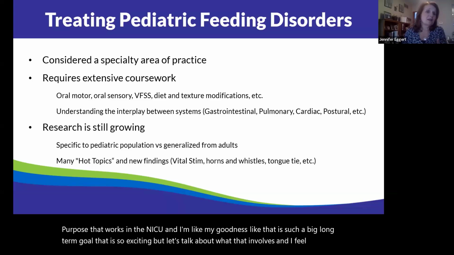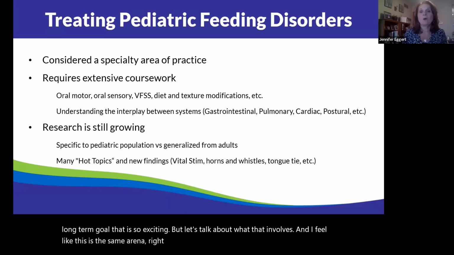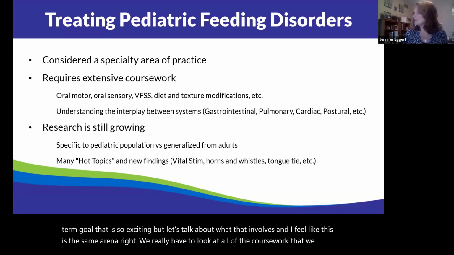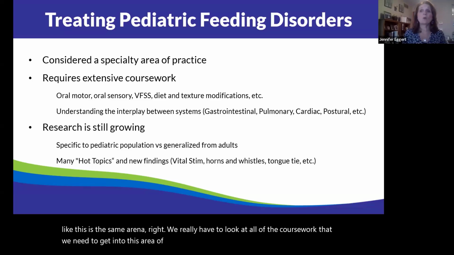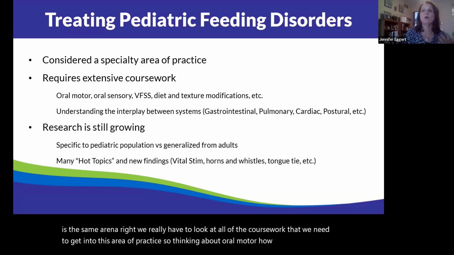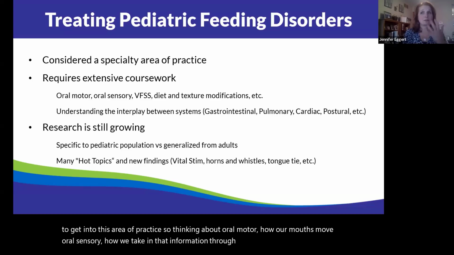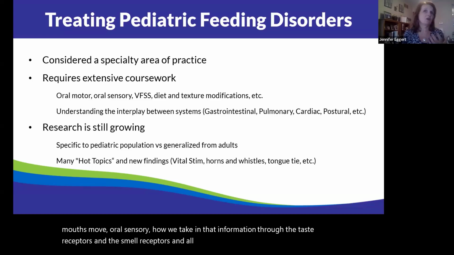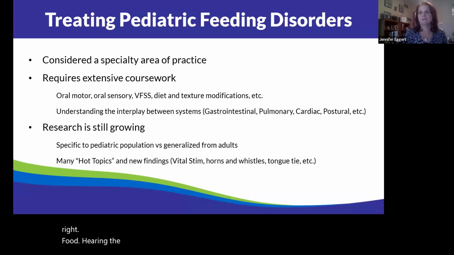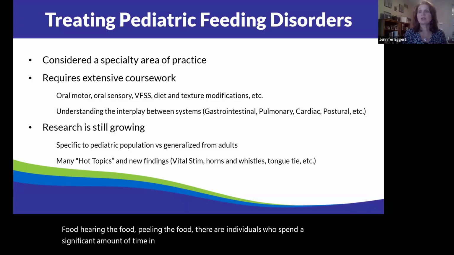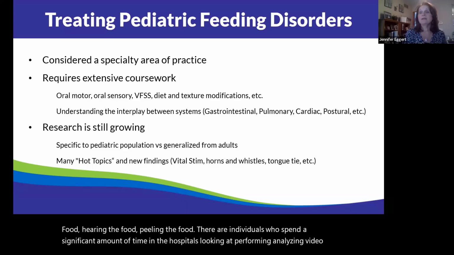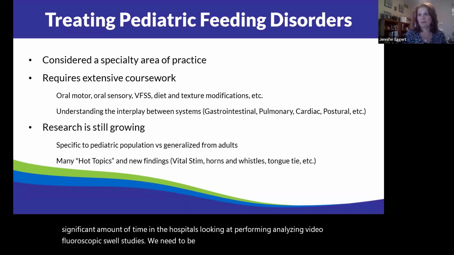And I feel like this is the same arena, right? We really have to look at all of the coursework that we need to get into this area of practice. So thinking about oral motor, how our mouths move, oral sensory, how we take in that information through the taste receptors and the smell receptors and all of the other sensations involved in eating, right? Seeing the food, hearing the food, feeling the food. There are individuals who spend a significant amount of time in the hospitals performing and analyzing videofluoroscopic swallow studies. We need to be trained in diet and texture modification.